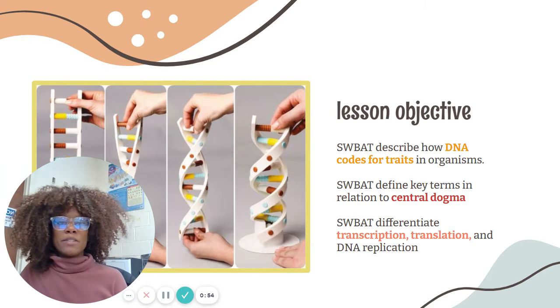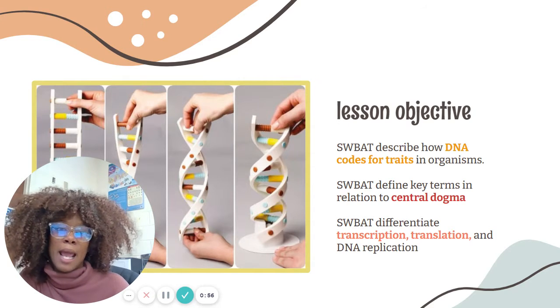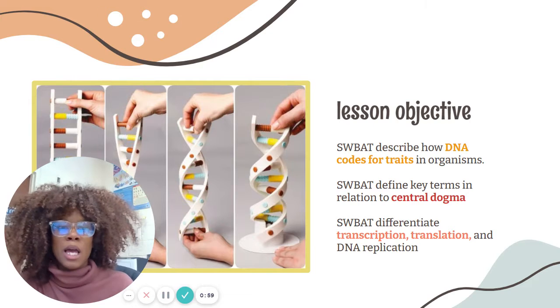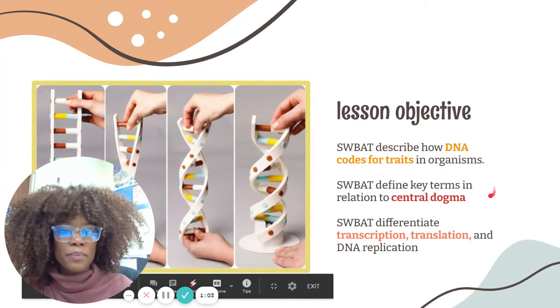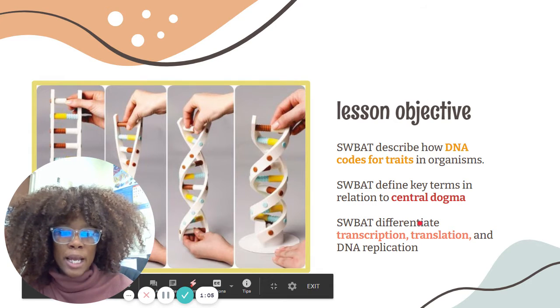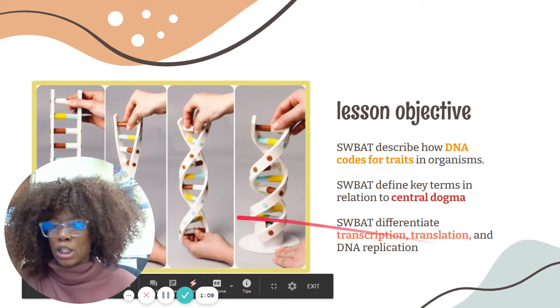Today's lesson objective is that students should be able to describe how DNA actually codes for traits in organisms. We also should be able to define key terms in relation to central dogma, and differentiate, so know the differences between transcription, translation, and DNA replication.